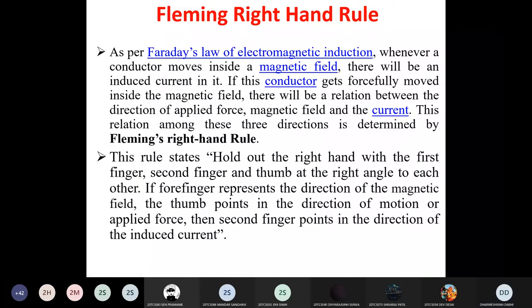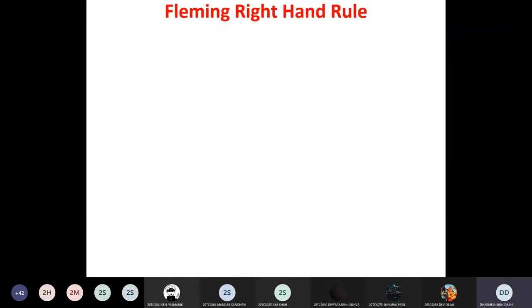So if you hold the right hand with your first finger, second finger, and thumb all at right angles to each other, then your forefinger represents the direction of magnetic field, the thumb indicates the direction of motion, which means the applied force, and the second finger indicates the direction of induced current. Clear? Same like the left hand rule, but it is the right hand.